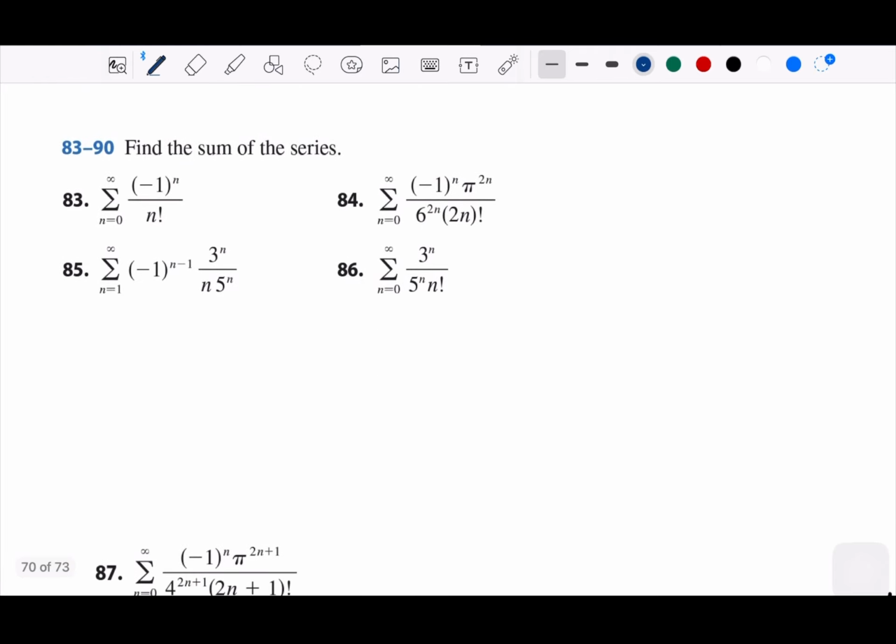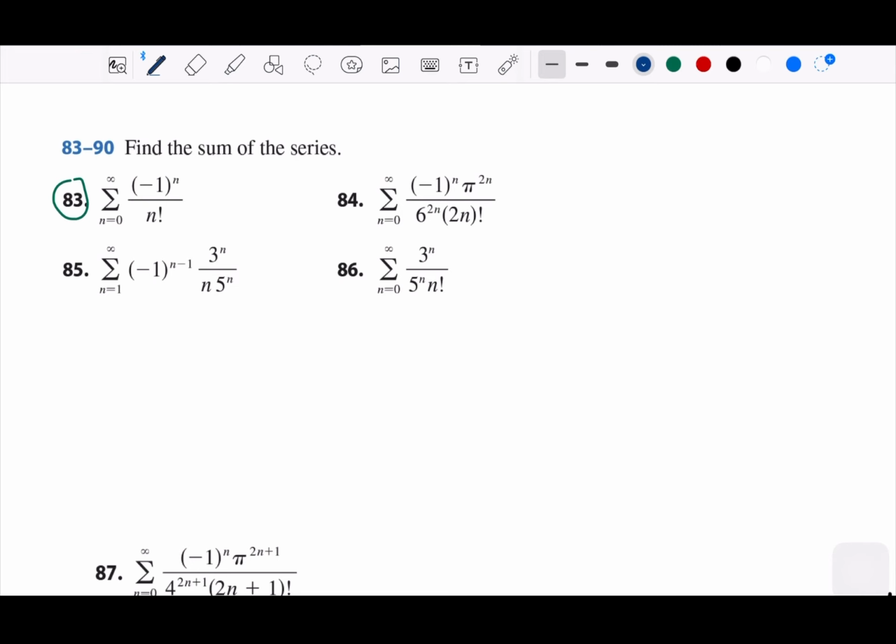So let us start from this number, or maybe let's start from the quite easy number 83. Okay. Let's look at this. So we know that if we have the sum, the process is we're going to find what kind of function is represented within the series. So this is negative 1 to the power of n over n factorial. If you remember, this will be the e to the x.